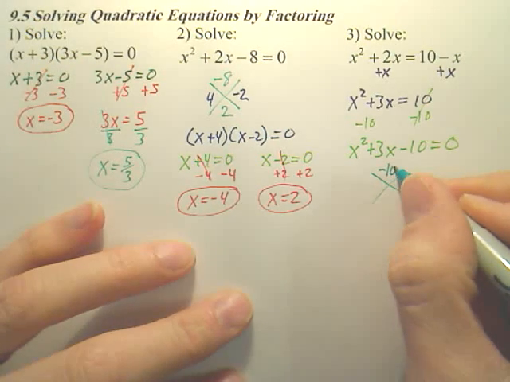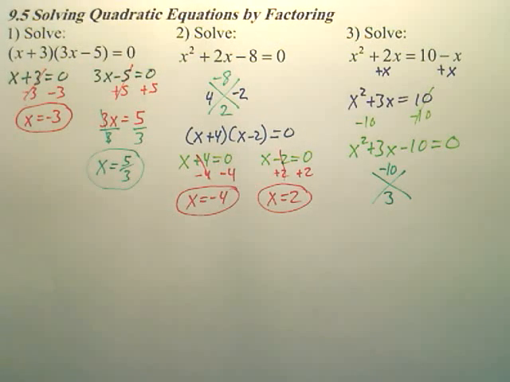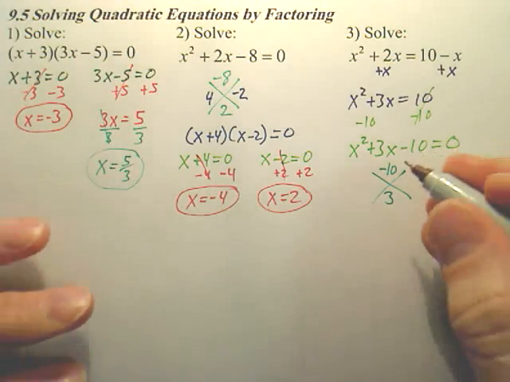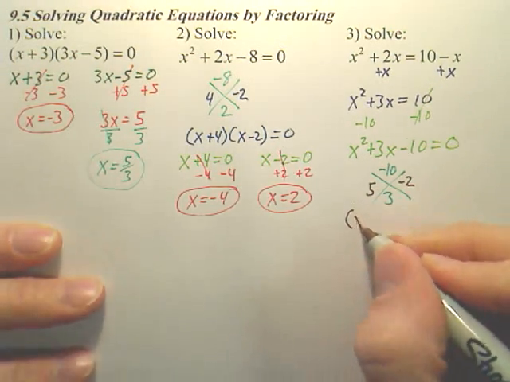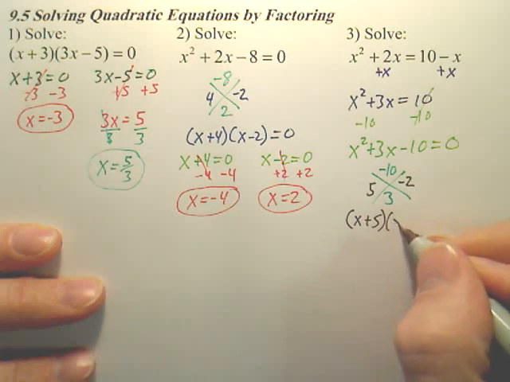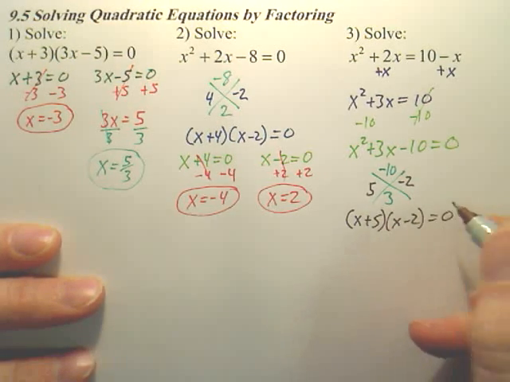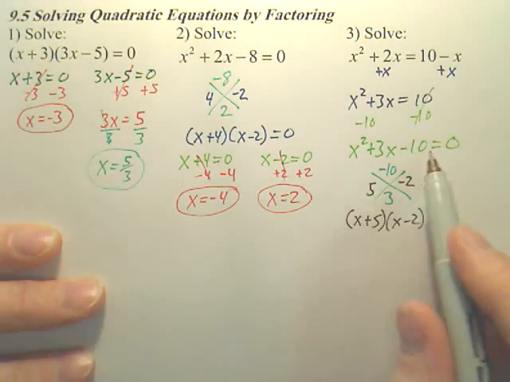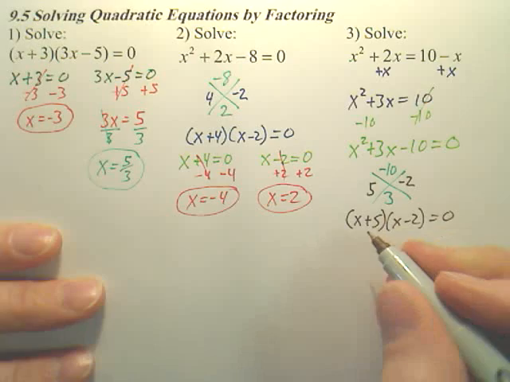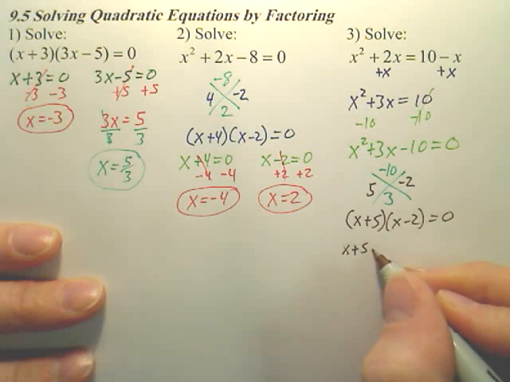So -10 on top, 3 on bottom. Two numbers that multiply to get -10 and add to get 3. I believe that's 5 and -2. So you have x plus 5, x minus 2. And now this should look like this. Again, you get everything to one side so it equals 0, then you factor and you solve. And you're going to set each piece equal to 0.